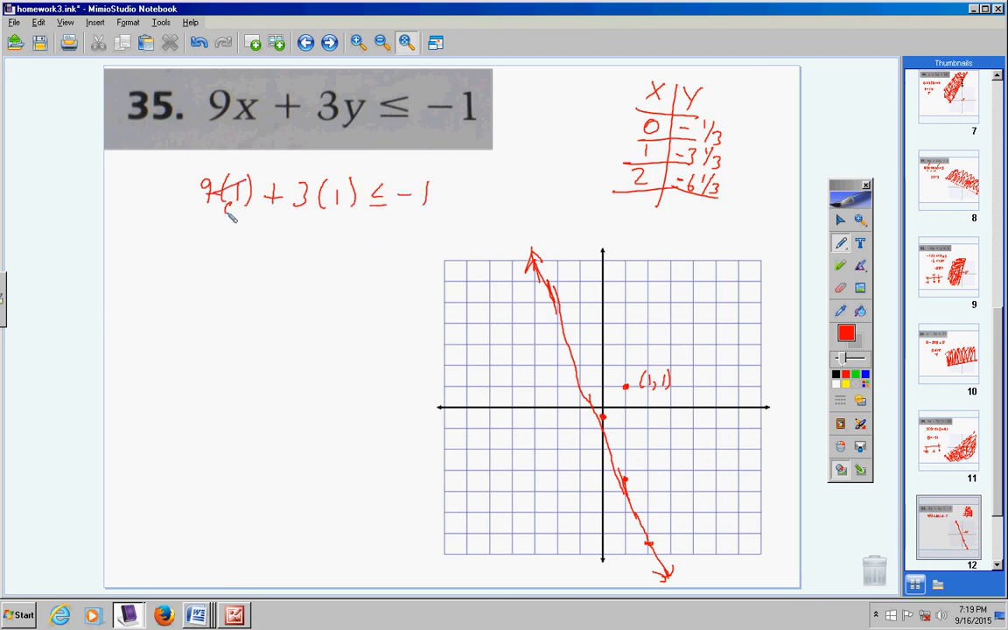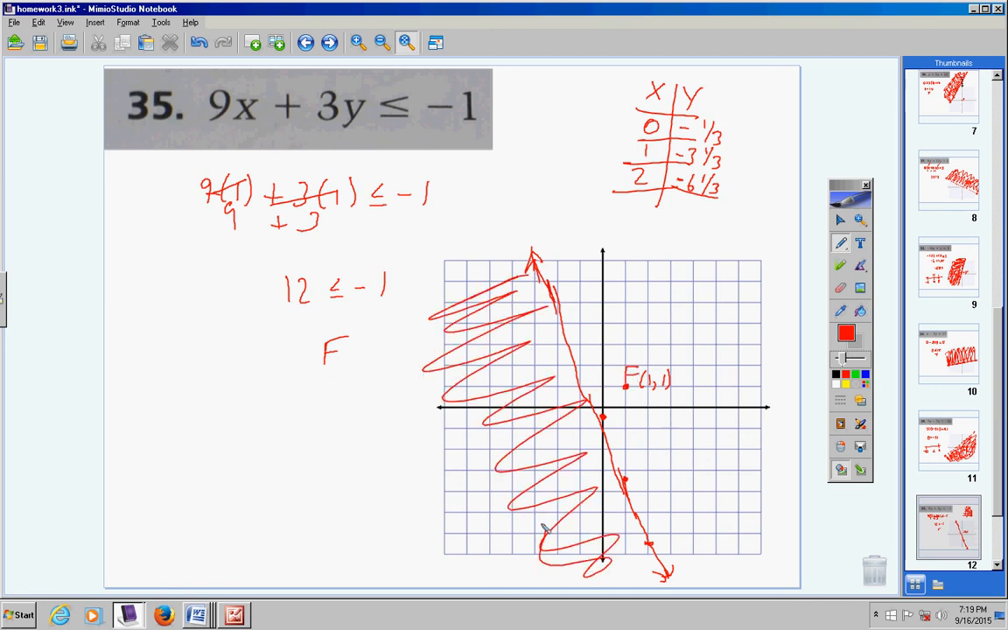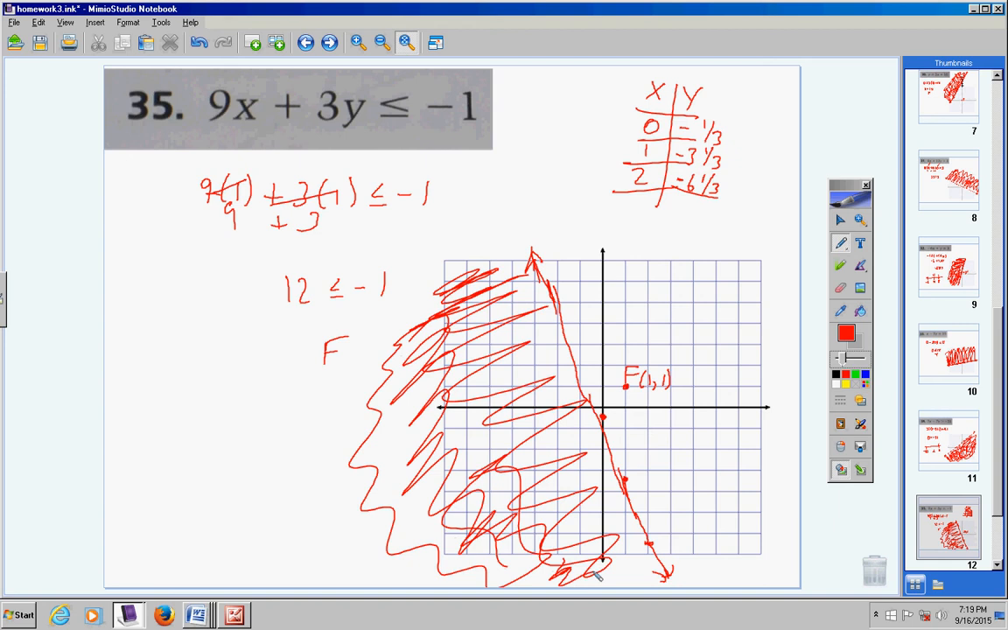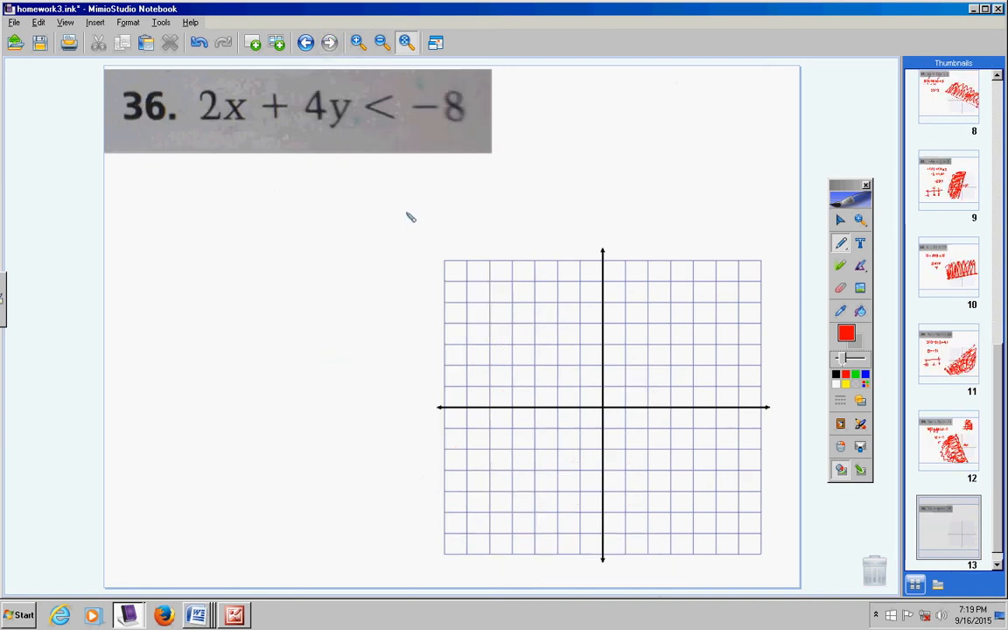9 times 1 is 9. 3 times 1 is 3. 9 plus 3 is 12. 12 is less than negative 1. That's false. 12 is not less than negative 1. 12 is greater than negative 1. So this point here is false. So I'm going to shade over here. So all of this area, infinitely going on and on, all of these ordered pairs satisfy the inequality, plus the points on this line also satisfy the inequality. Alright, number 36, our last one.